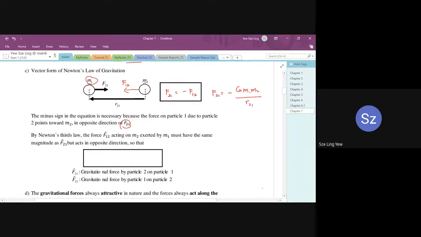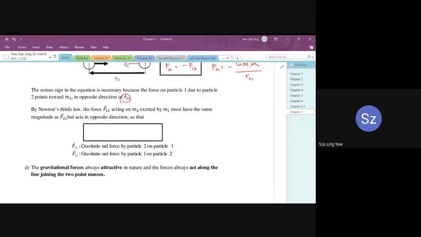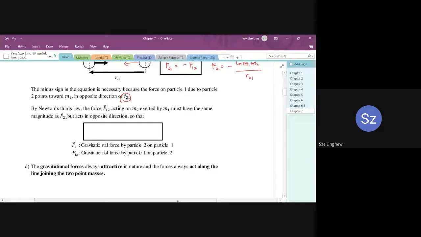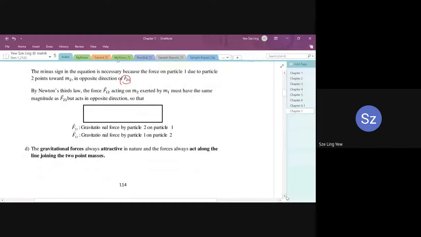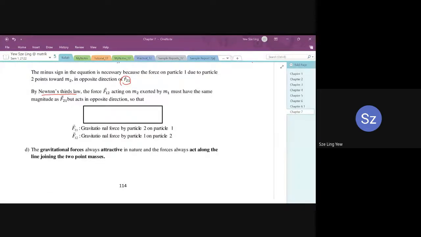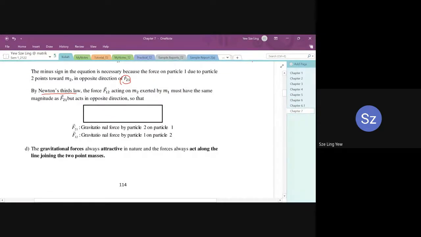So, bullet point C, you just look at it. It's not very important. What we have to know is actually the following equation. By Newton's third law, the force F12 acting on M2 exerted by M1 must have the same magnitude.